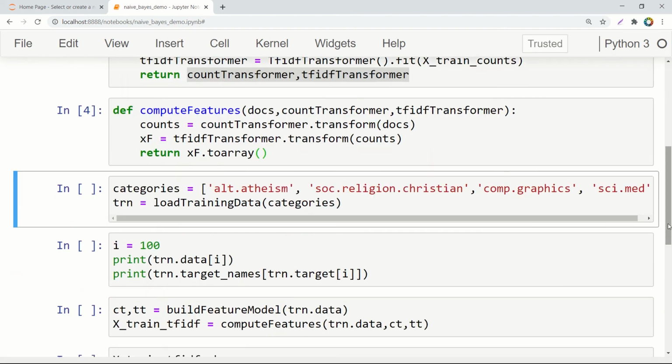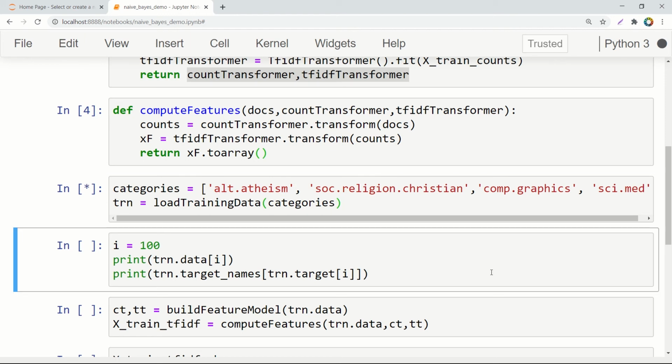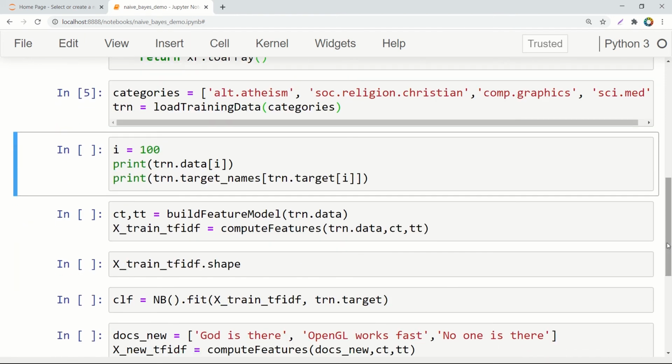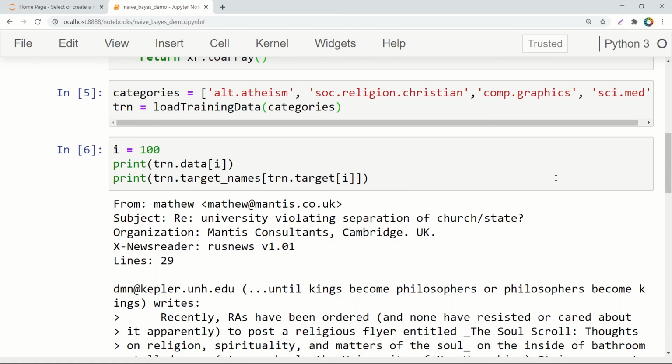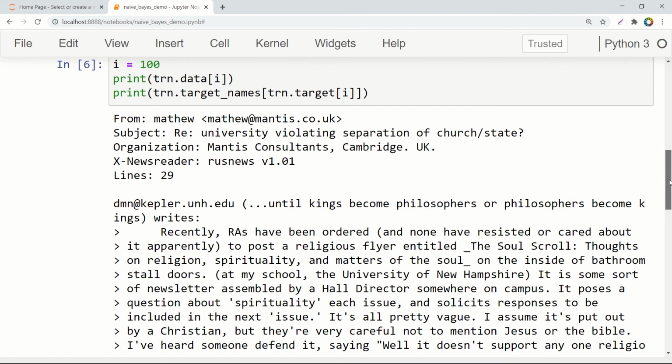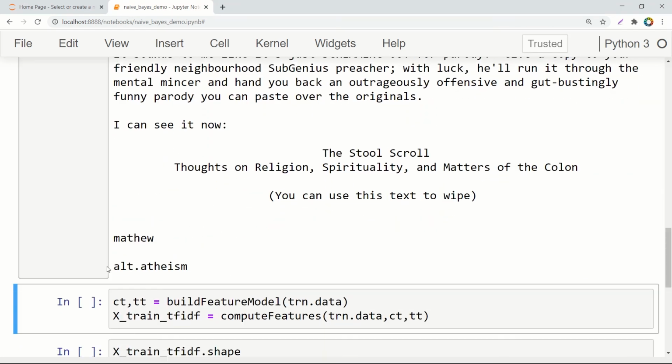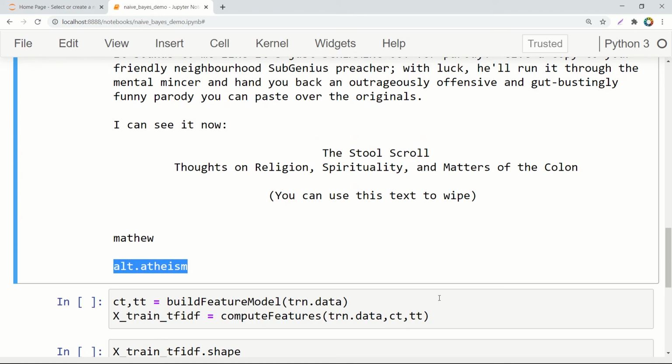From the data, let's pick some topics. By the way, this whole notebook is for topic identification, or topic classification. So given a text, we want to find out what the topic of the text is, what is being discussed in this text. So let's have some categories, say atheism, religion, graphics and medicine. Let's load the data from these categories. The data is loaded. Let me just show you some data here. If you see this data snippet, that's the data given, and this data has the label atheism.